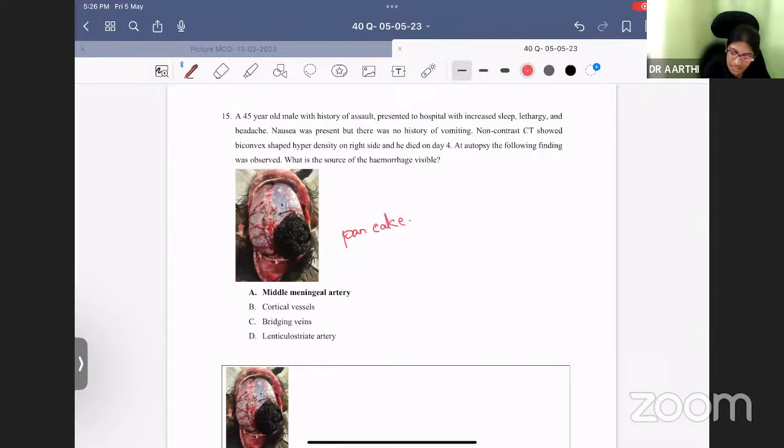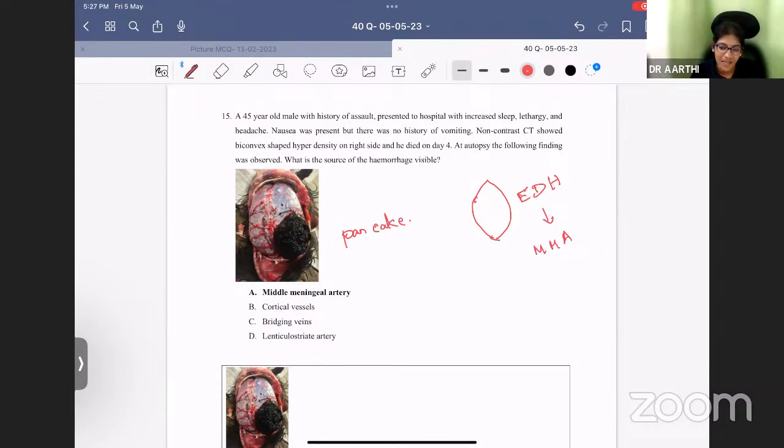Okay. Let's see the history. History of assault. They presented with sleepiness, lethargy, and headache, right? There was no history of vomiting. The contrast CT shows a biconvex lesion. In these cases, immediately draw it so that you will remember: okay, biconvex. Where do we get biconvex? You get biconvex in extradural hemorrhage, right? We are clear about it. Next, their question is, what is the source of this hemorrhage? Middle meningeal artery. As simple as that.